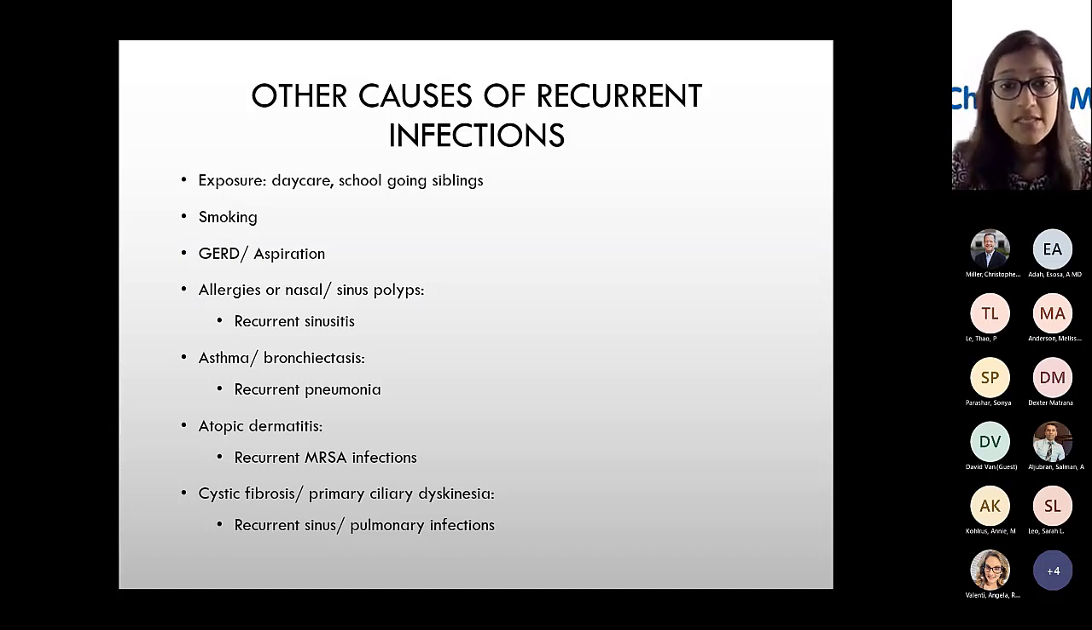Sometimes we see patients who have asthma in our clinic who come in with frequent infections. Those infections are likely just viral colds, but because they have asthma, the asthma flares up and it looks like a lung infection because they have fever, they have cold and cough symptoms, and they have breathing issues. So pretty common to confuse that with recurrent pneumonia. Atopic derm can present with recurrent skin infections, and then structural issues like primary ciliary dyskinesia, cystic fibrosis. You'll see these patients with frequent infections as well.